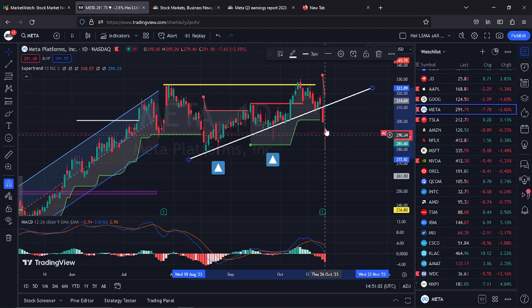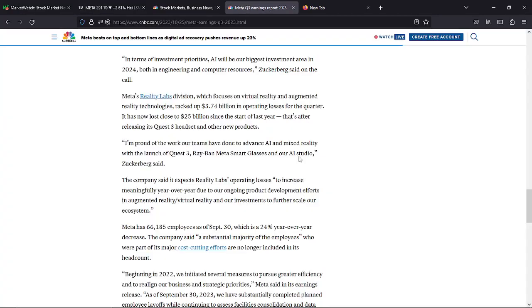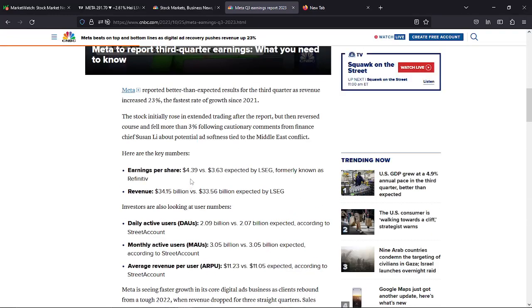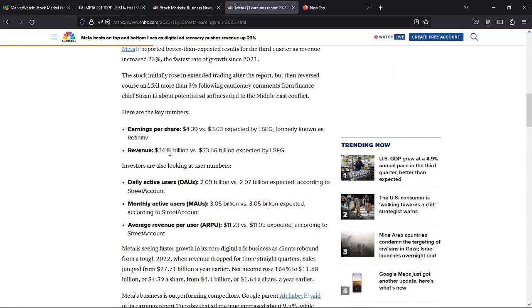Anyway, so that aside, let's look at the actual numbers. What's important is, okay, the chart tells you that earnings per share beat expectations. Only $3.63 was expected. It beat it by 70 cents. That's pretty good. Okay, revenue is still beating too.